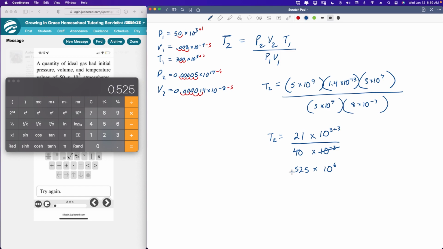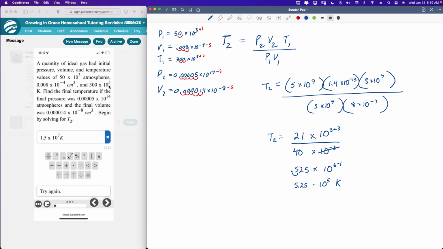However, we have a decimal in front and we don't like that. We want to have a whole number, or we want to have a ones place in front. So we're going to move this decimal to the right. That means we're going to subtract 1. So it's going to be 5.25 times 10 to the 5. And we can't forget to put in our unit of measure, which, if we look over here, temperature is in kelvins, K. So this is the answer you want to type into the system.